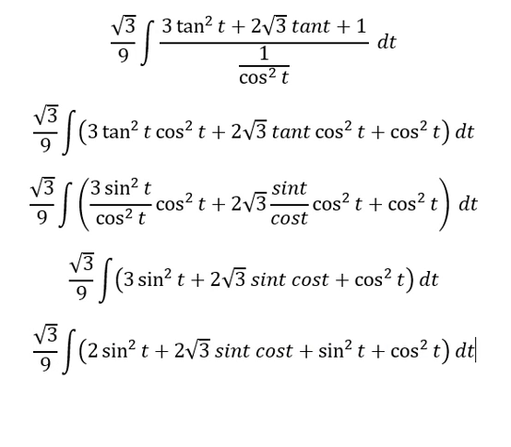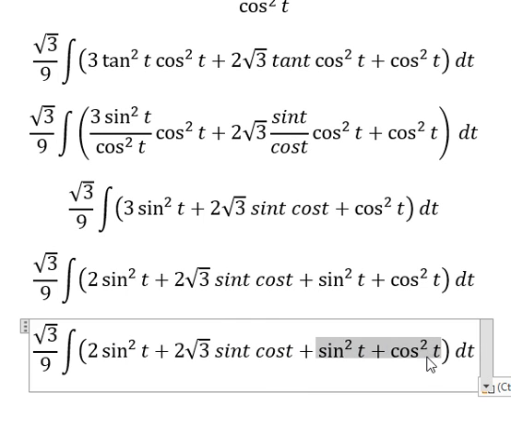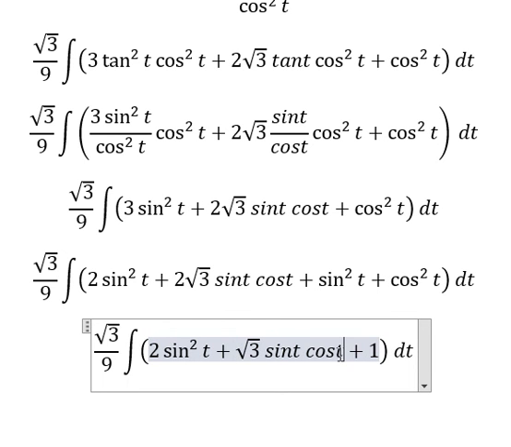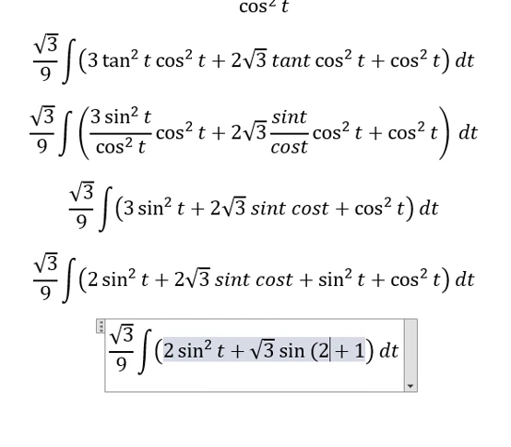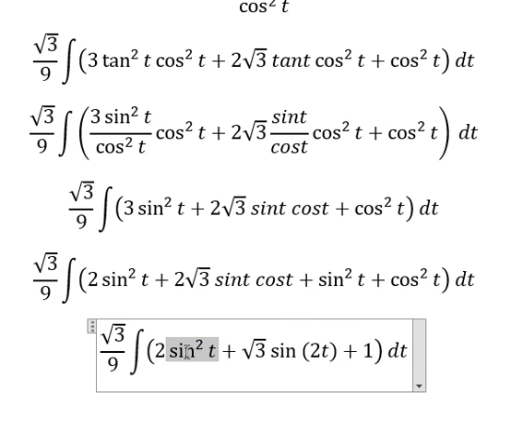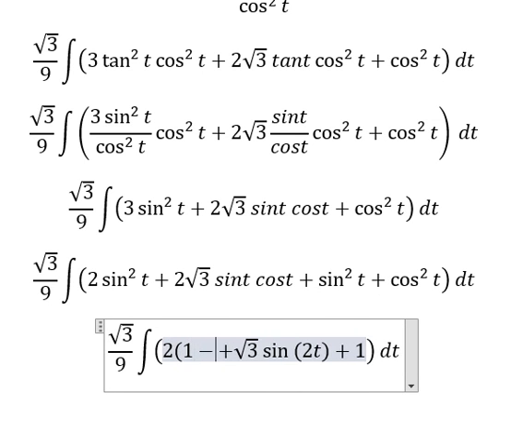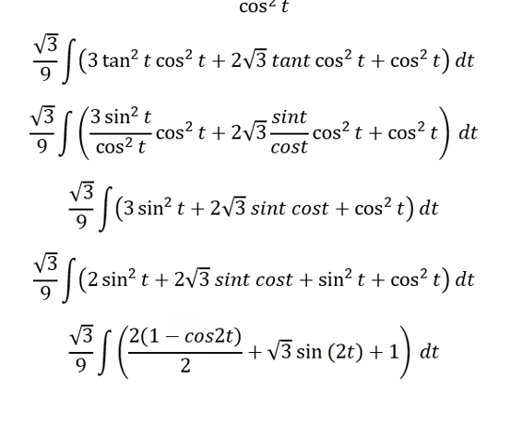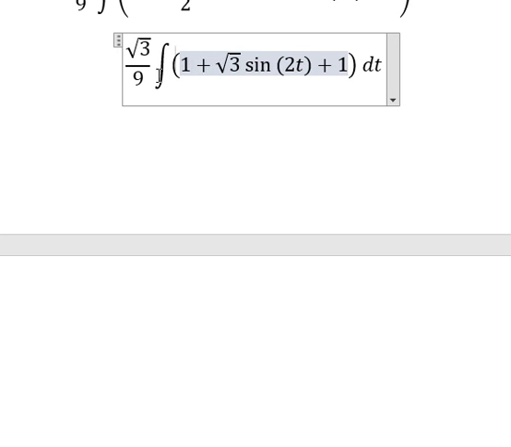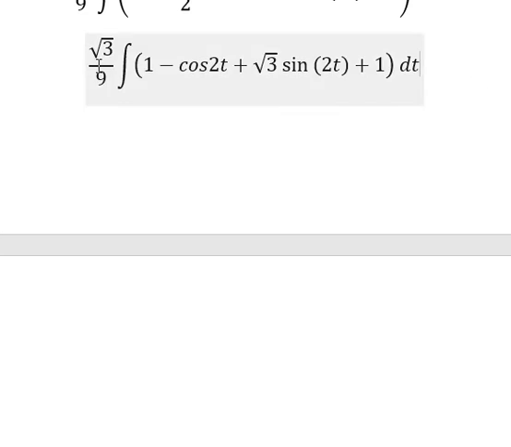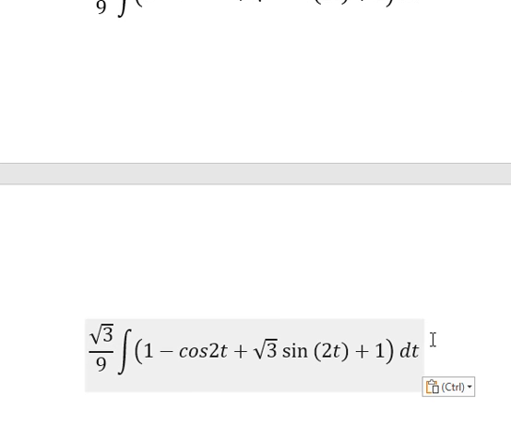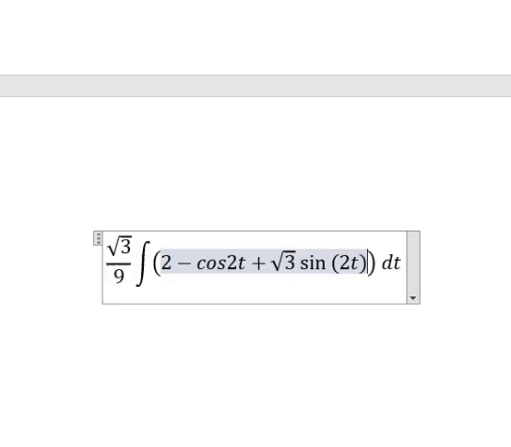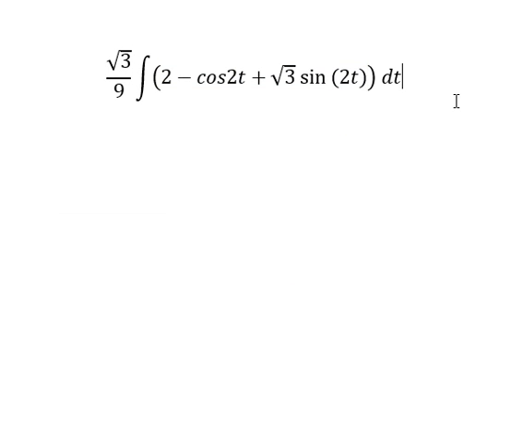Next, this one, we have number 1, 2 sine t cosine t, we change to sine 2t. This is a trigonometric identity. Sine t squared, we change to 1 minus cosine 2t over 2. So we simplify. So 1 plus 1 we have number 2. And now we have the final answer.